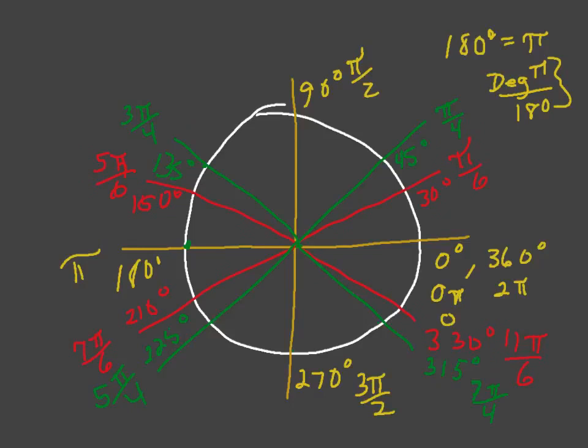Now let's do the 60s. For our 60s, 60 goes into 180 3 times, so that's pi over 3. 60 goes into 120 2 times, so that's 2 of those, 2 pi over 3s. 60 goes into 240 4 times, so that's 4 pi over 3. And then 60 goes into 300 5 times, so that's 5 pi over 3. So that's kind of the easiest way to get the radians.